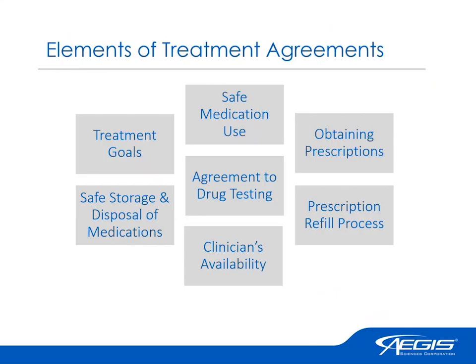Elements that may be included can be things like treatment goals, instructions for safe medication use, expectations regarding where prescriptions should be obtained, like sticking with one patient-selected pharmacy, how prescription refills will be handled by the practice, safe storage and disposal of medications, agreement to drug testing, and the clinician or covering clinician's availability.